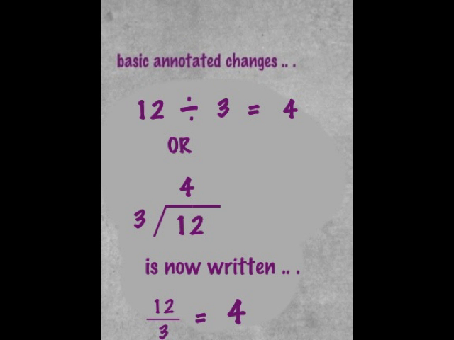Division has also changed. Instead of seeing a little division sign with a line and a dot above and a dot below, or instead of breaking it down as 12 divided by 3 is equal to 4, we're going to now look at it like a fraction. 12 over 3 equals 4. 12 divided by 3 is equal to 4.